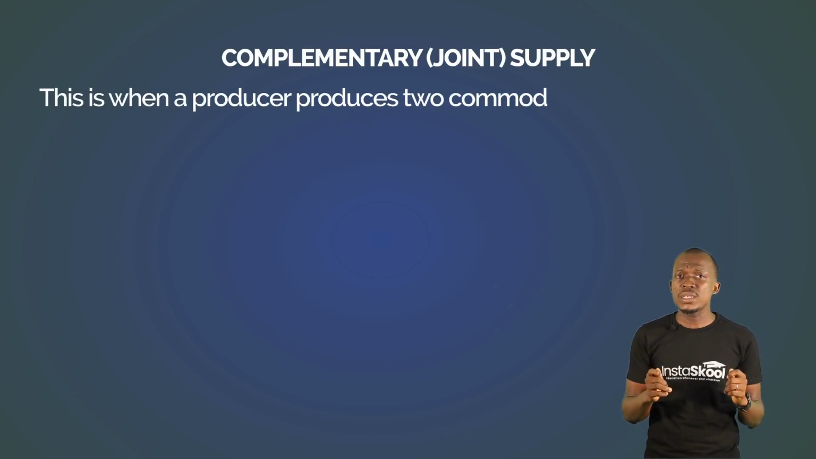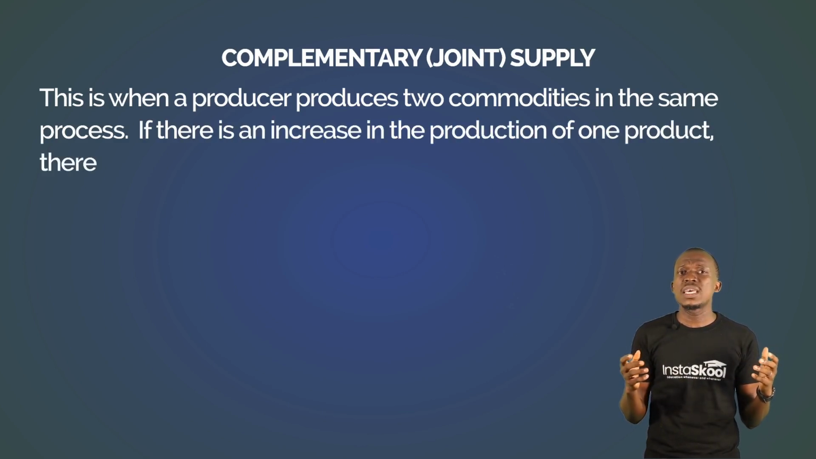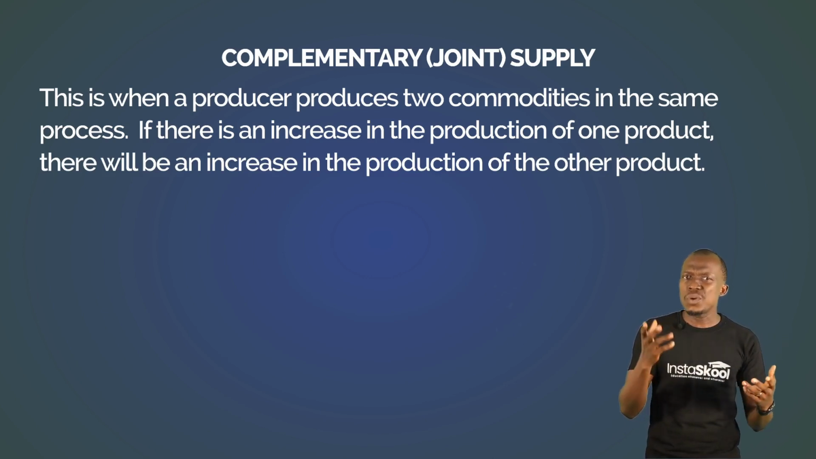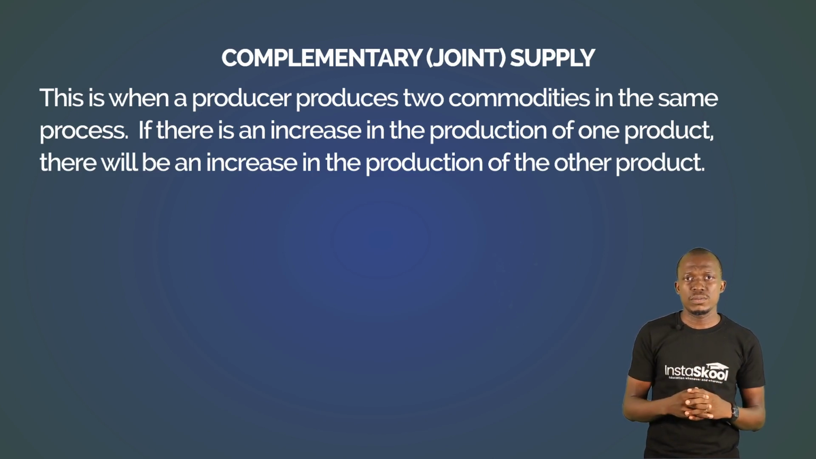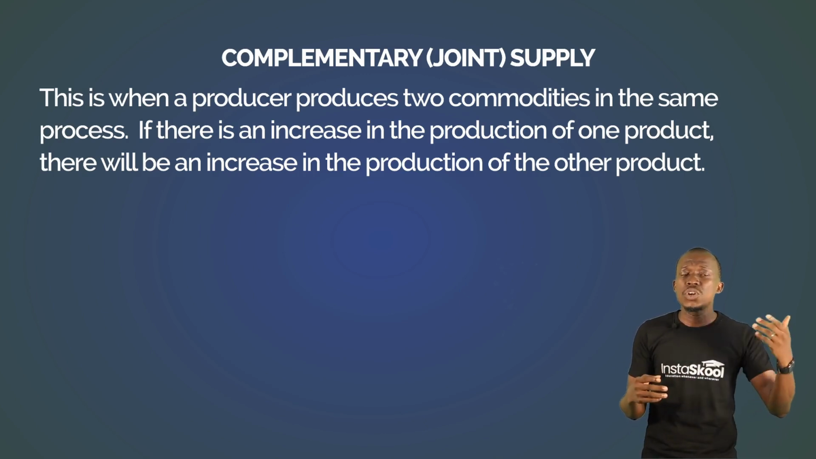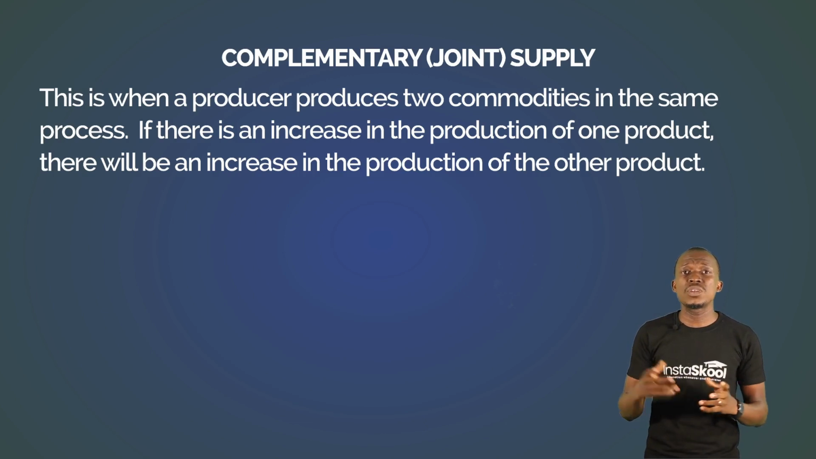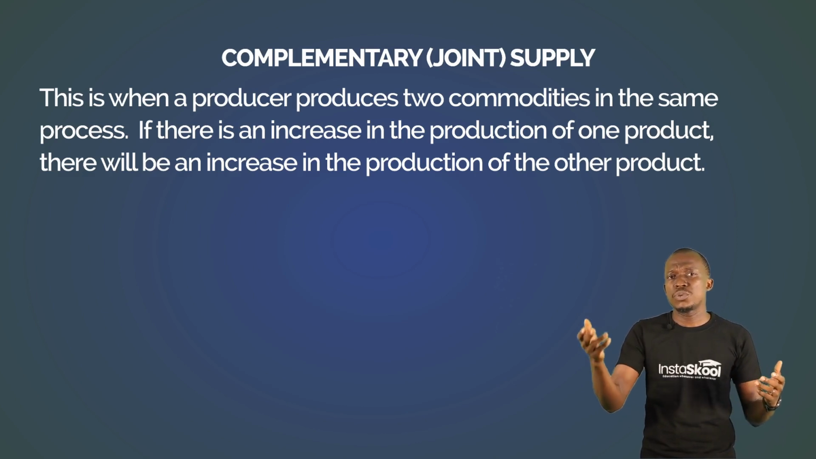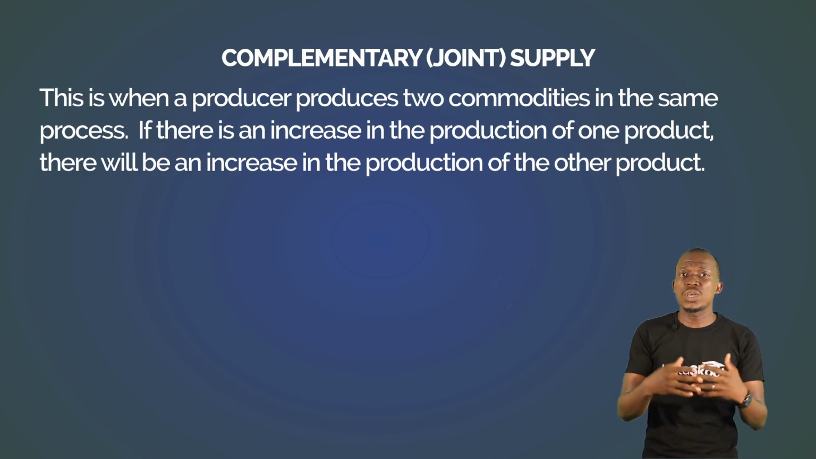Now let's look at the types of supply. Also, we have joint or complementary supply. This is when a producer produces two commodities in the same process. So if they increase production for one, they will be increasing the production of the second. Take for example, our refineries. When you increase the production of petrol, you are most likely going to increase the production of kerosene, diesel, liquefied gas, or other petroleum products. These products are produced together. So when you increase one, the other would increase.